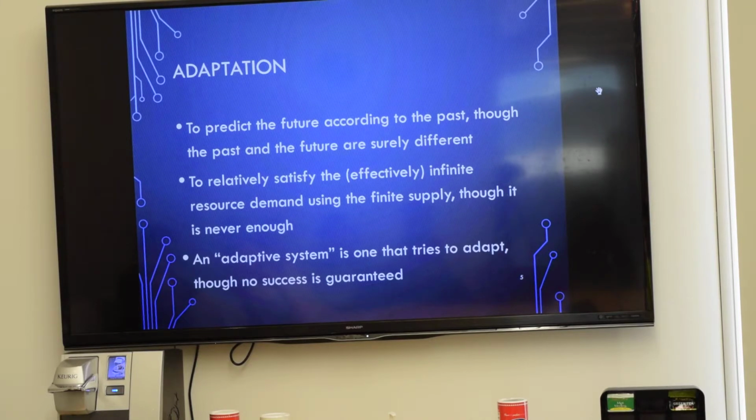Two things with respect to knowledge. You don't know the future, and I don't think anyone really knows the future. What you know is the past, but you have to use the past to predict the future. You have no other source. But you know the past and the future will be different. So that's the dilemma we're facing.